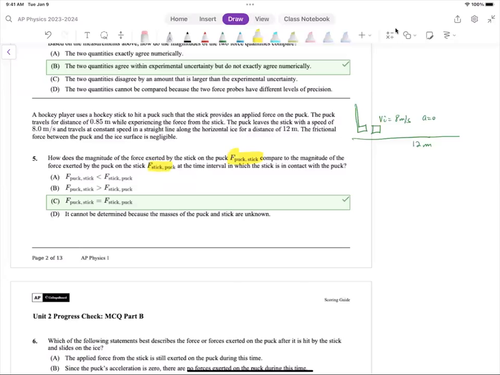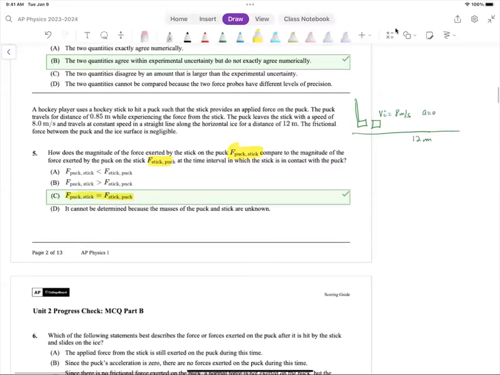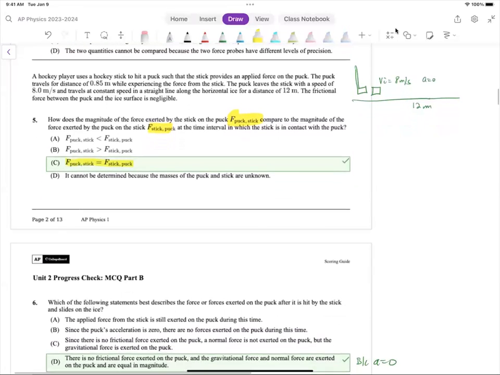Everybody might want to think that the stick gives a larger force on the puck than the puck does on the stick, but Newton's third law says they are equal in magnitude. Notice they said, how does the magnitude compare? So that is a third law pair question. No calculations are necessary.